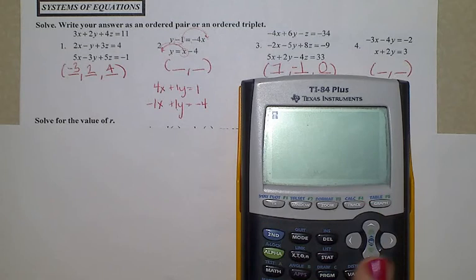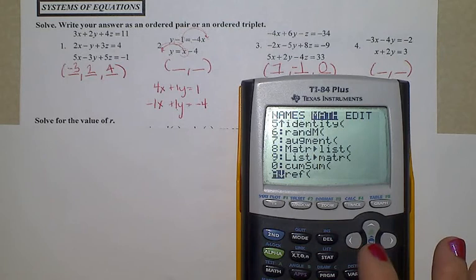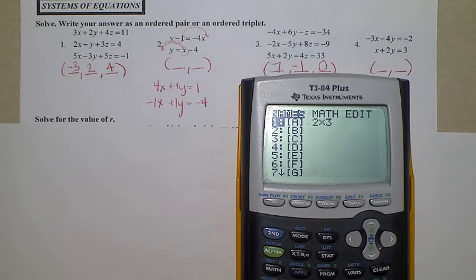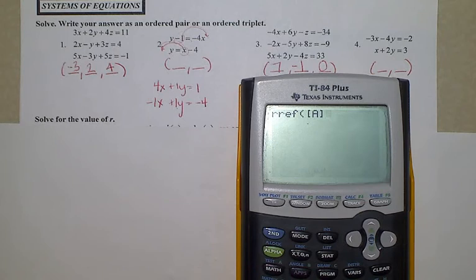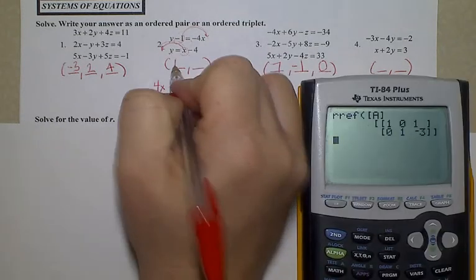Second matrix, go to Math, go down to RREF. Second matrix to A. Press once to implant it into the RREF, and then 2 to get an answer. So x went first. That means my x answer is 1. My y answer is negative 3.